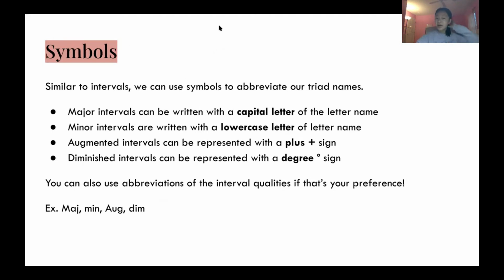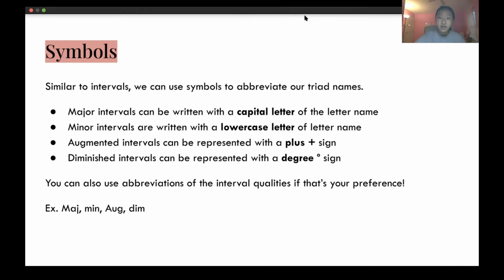Okay, so symbols. If you were to represent a triad, how would you write it out? It's basically the same as intervals. Remember, with major intervals we use capital letters, minor with lowercase letters, and so on. So for triads, it's basically the same. Here we wrote what you're supposed to do for major intervals and minor intervals and the other kinds of intervals.